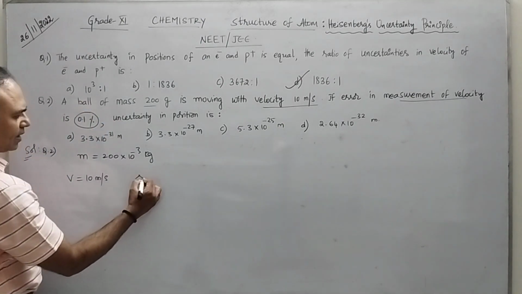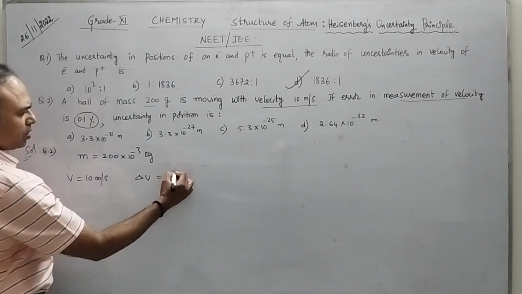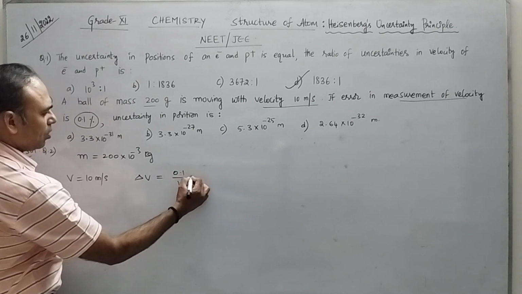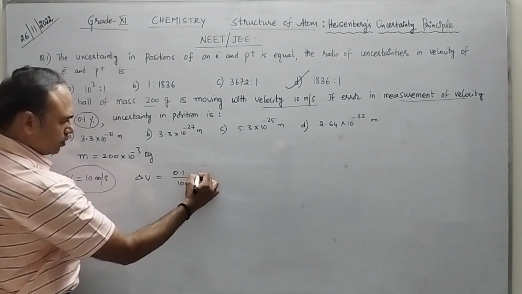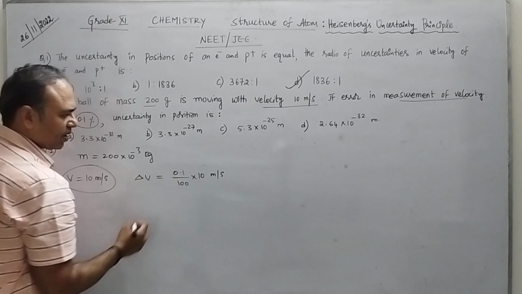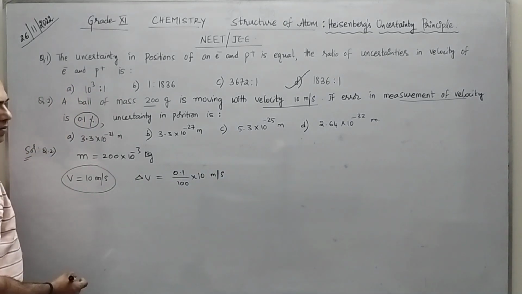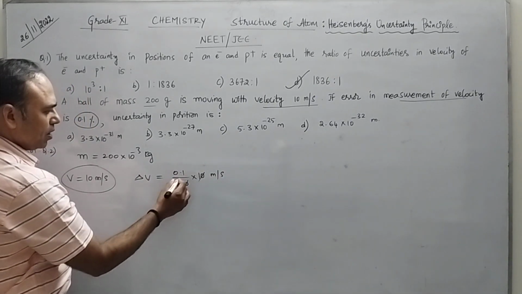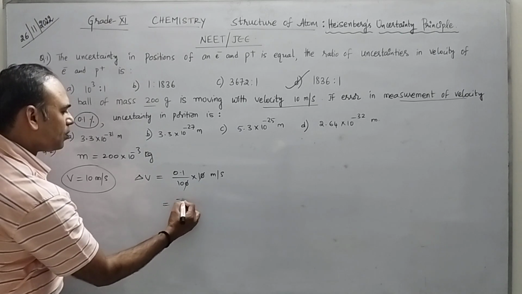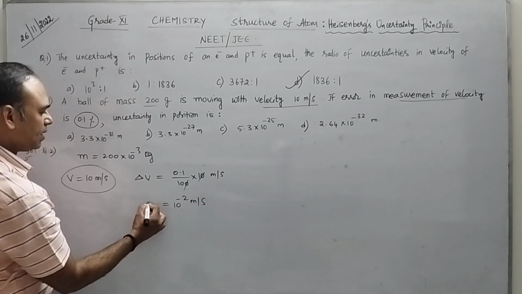That means we can write delta V is equal to 0.1% of 10 meter per second. Hope you are able to understand. So this we can write like this. So now what do you get? Nothing but 10 to the power of minus 2 meter per second. Delta V we got.